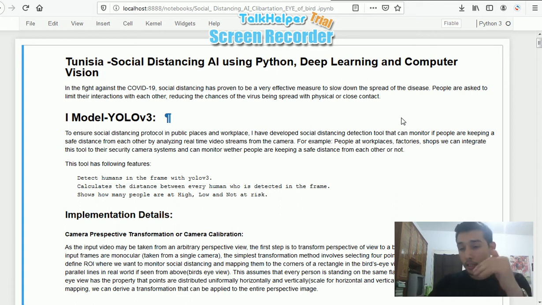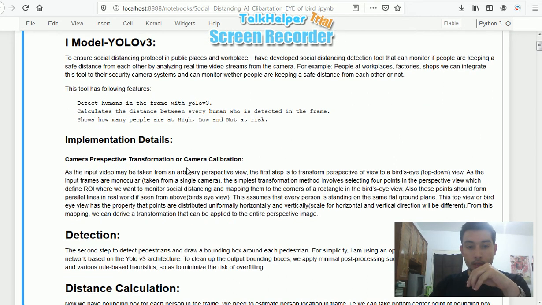In this project we will enhance our algorithm with the calibration of the camera. I have used calibration for the camera because an input video may be taken from an arbitrary perspective view. So the first step is to transform this perspective view to a bird's eye view, which is a top-down view. Like that we can estimate the real distance between people in our video.